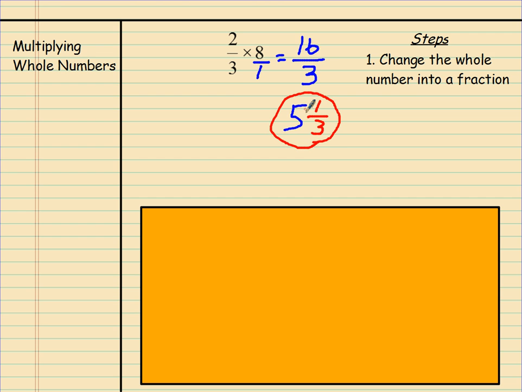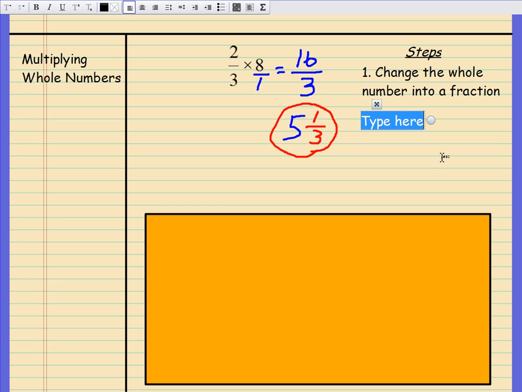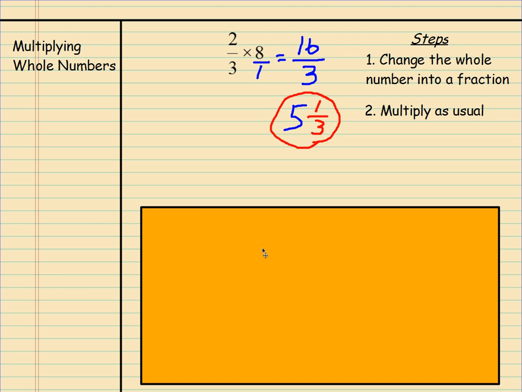That's it. So I guess you can put the second step. Multiply as usual. And of course, simplify or change into a mixed number if needed. Another example.